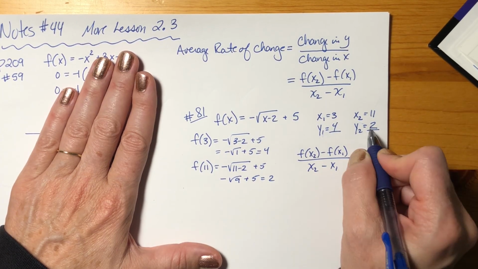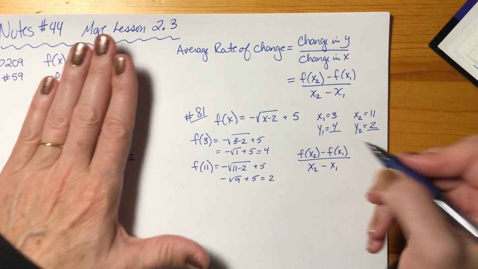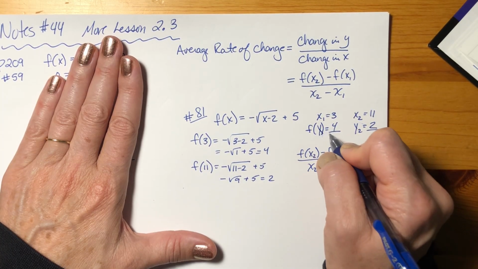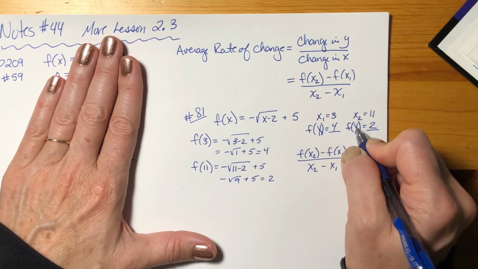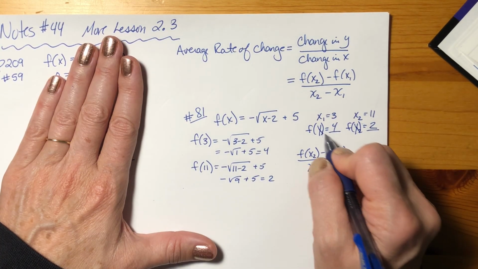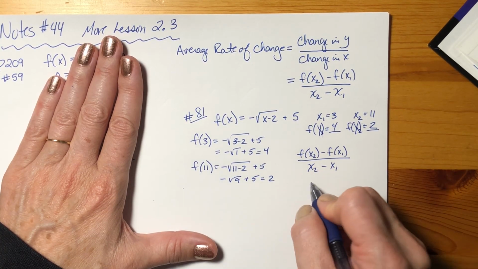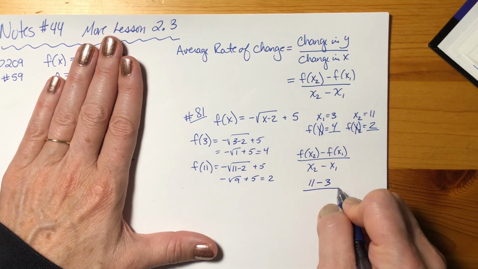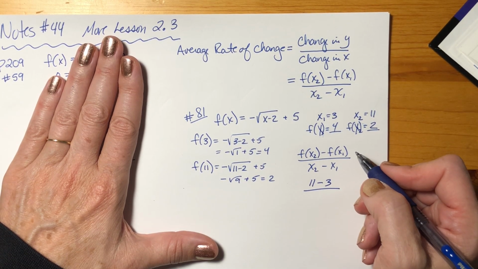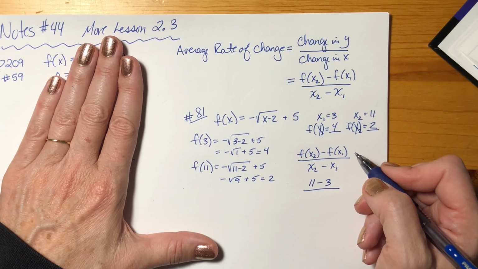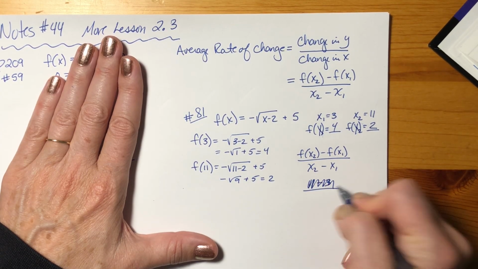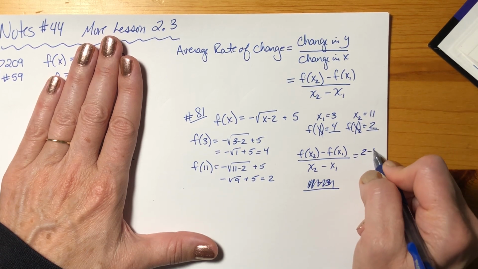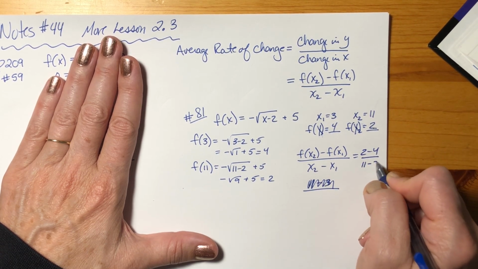So f of x2, that would be, oh my gosh, look at me. I'm not even using function notation here. Oh my goodness, what kind of example am I setting? So sorry about that, friends. So that should be 11 minus 3 over, goodness gracious, no, I have that backwards again. I'm all flustered now. That should be 2 minus 4 over 11 minus 3.